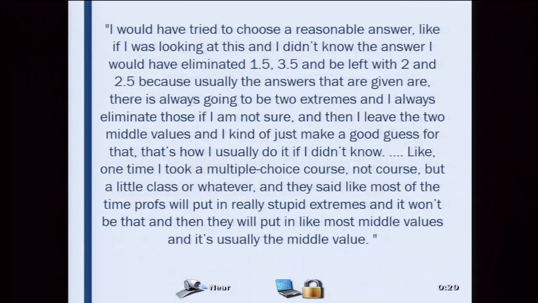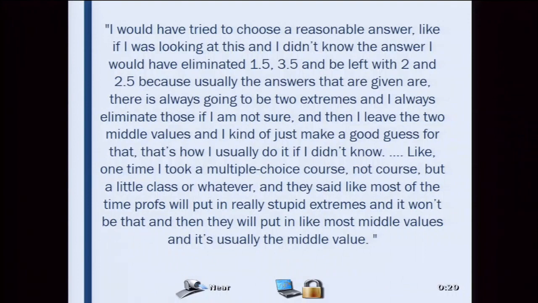This one's a little bit longer, but I would have to try to choose a reasonable answer. Like if I were looking at this and I didn't know the answer, I would have to eliminate 1.5 and 3.5, and then I would be left with 2 and 2.5, because usually with the answers that are given, there are always going to be 2 extremes, and I always eliminate those if I'm not sure. And then I leave 2 middle values, and I kind of just make a good guess for that. That's how I usually do it if I do not know.